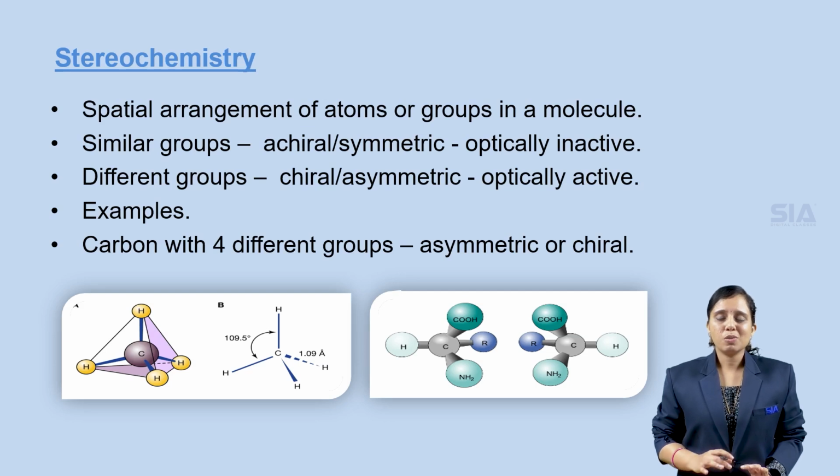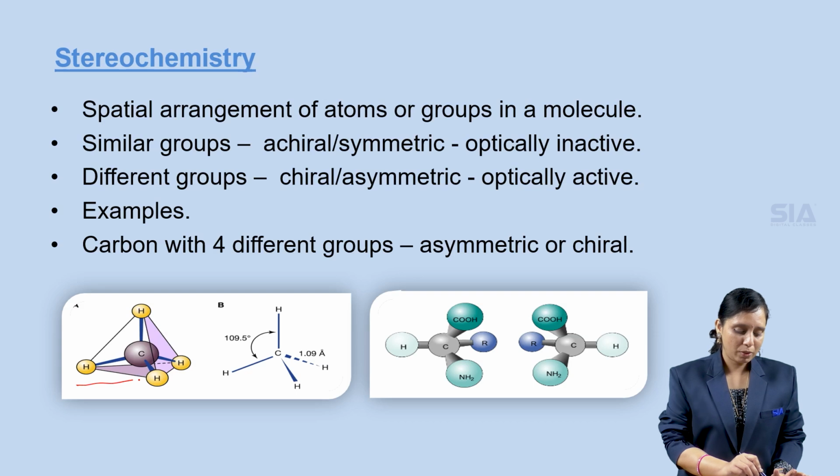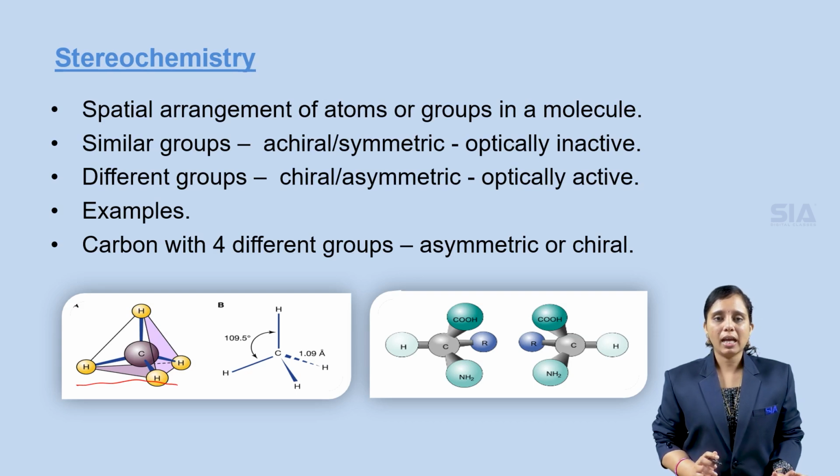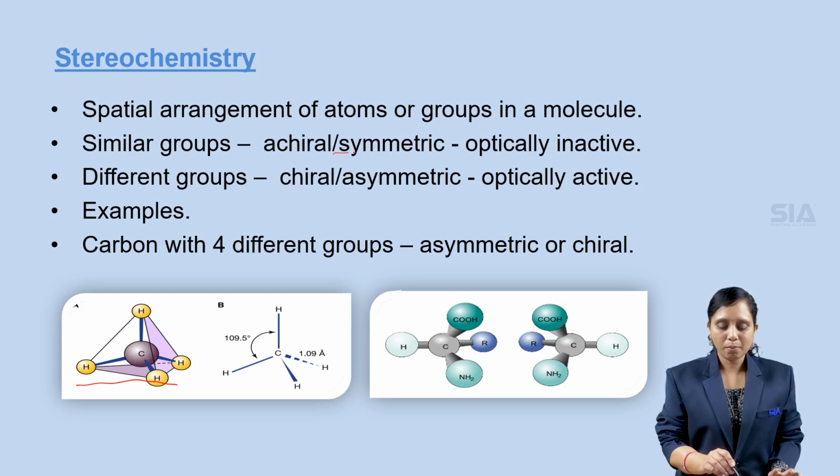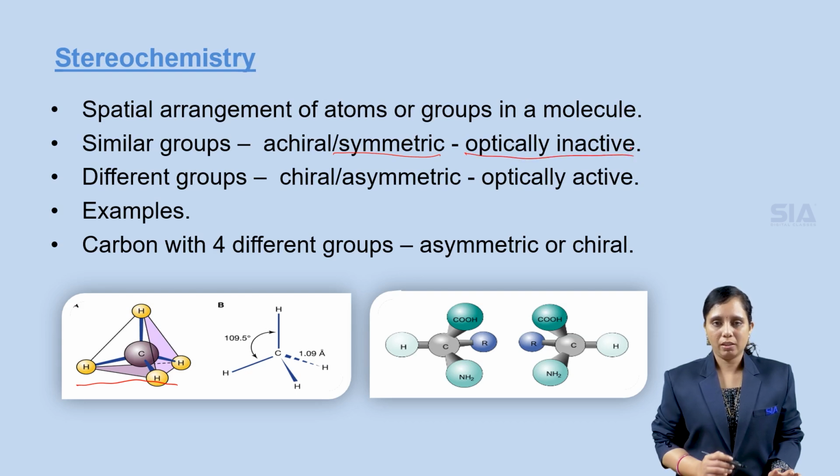Stereochemistry is the spatial arrangement, that means how atoms or groups in a molecule are arranged in space. If there are same groups, we can see the example of methane given here. Methane has 4 hydrogens linked to the carbon which are similar. So because of that, it is called symmetric or achiral and optically inactive.